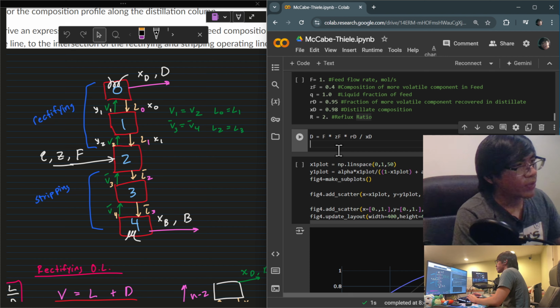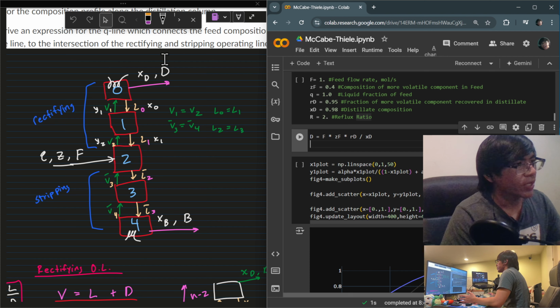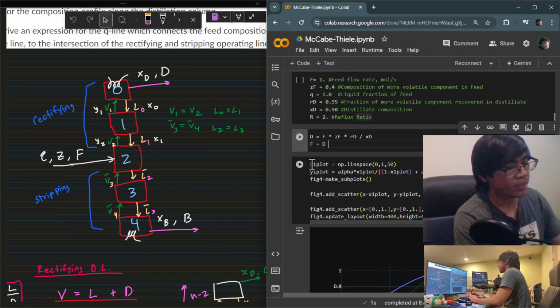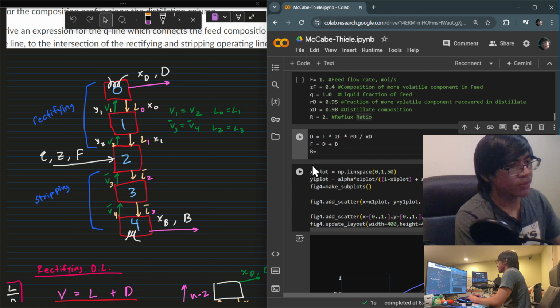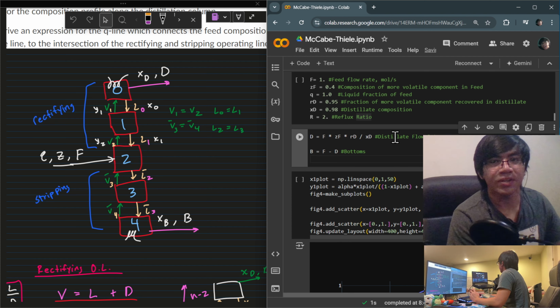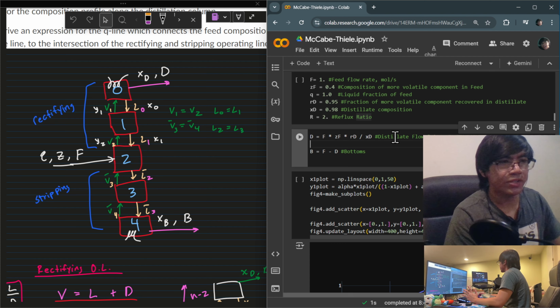So we have our distillate related to a recovery now, and what we can do is relate it to our bottoms. Remember that our feed is equal to our distillate plus our bottoms. If we want our bottoms, it's simply B equals, and I'll subtract over, so equals F minus D. I should also be labeling these. So this is the distillate flow rate, and this is the bottoms. You can see here that writing expressions, everything is limited just from these variables.